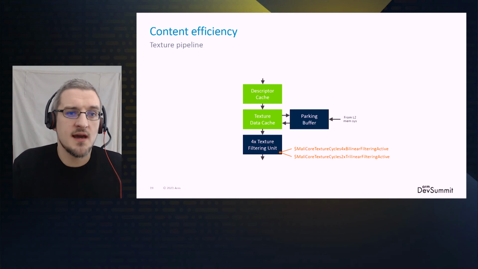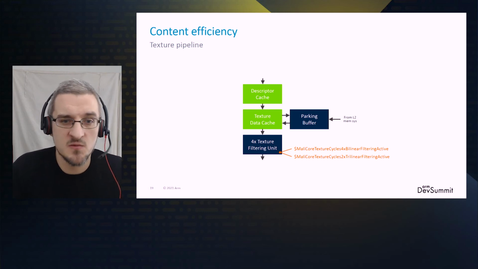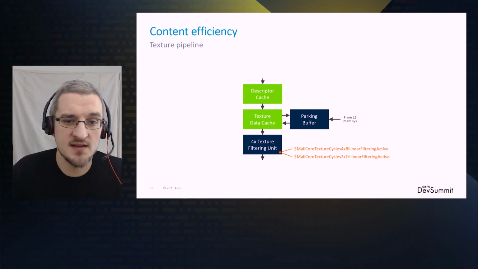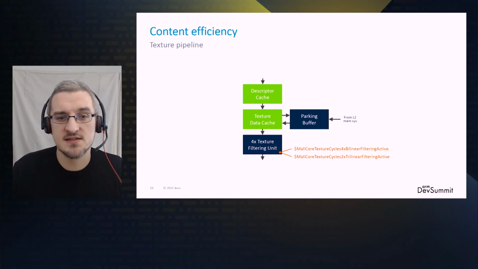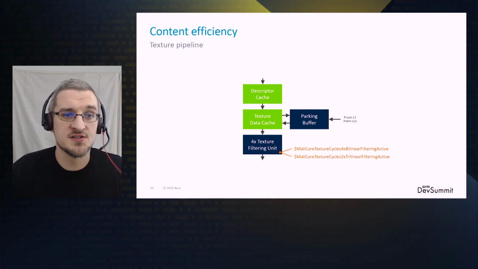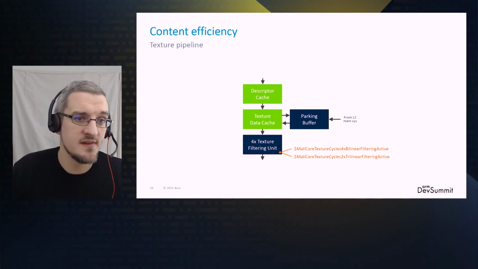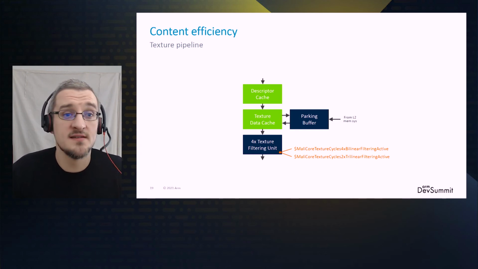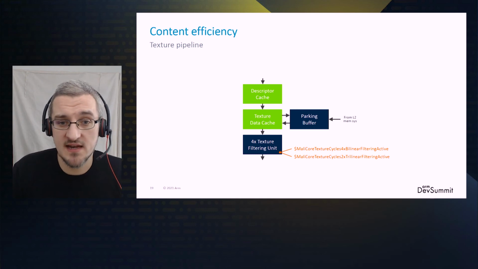For the 4x unit, we can count the number of cycles that the filtering was actually using the 4x width available, either a 4x bilinear operation or a 2x trilinear operation. And if you're not hitting that path, that could be an indicator that you're struggling to pull data out of the texture cache. So 32-bit, or greater than 32-bit per pixel data formats, for example.